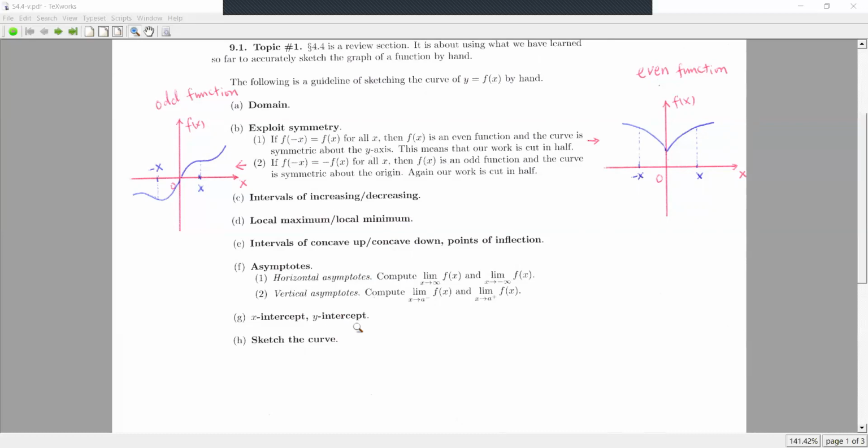To find y-intercept, set x to 0. That is, compute the function value at 0. Then the function value at 0 is the y-intercept. After we connect all the information, then step 8, sketch the graph of the function. Let me show you one example about these 8 steps.